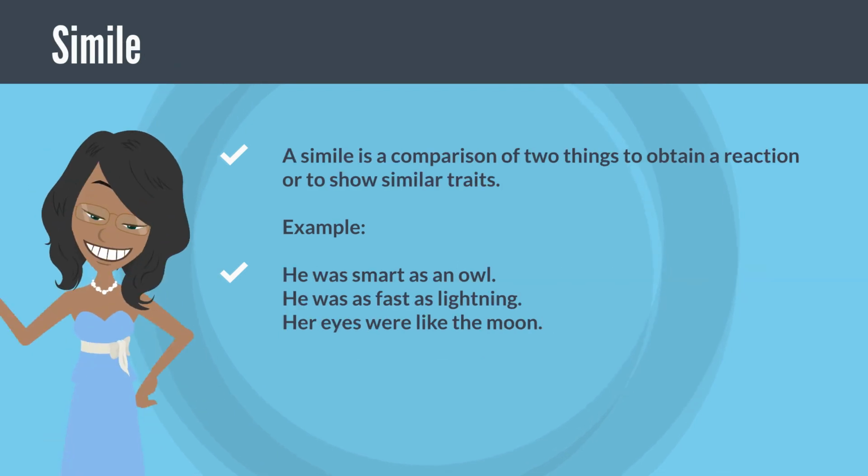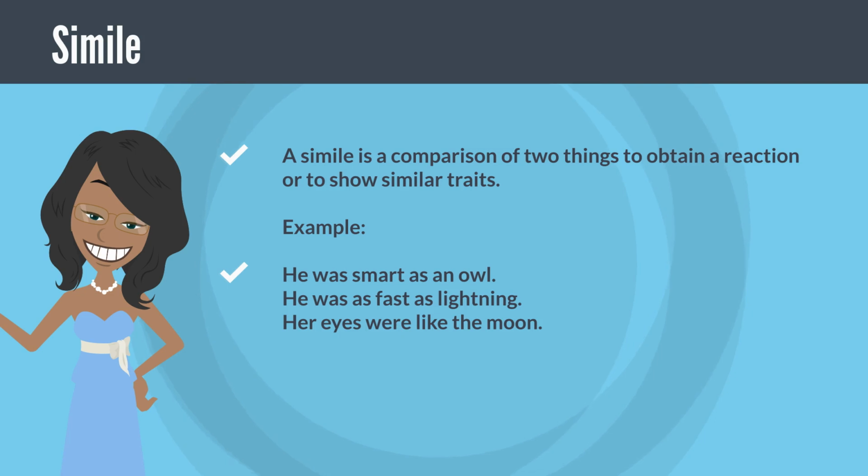Simile. A simile is a comparison of two things to obtain a reaction or to show similar traits. Example: he was smart as an owl. He was as fast as lightning. Her eyes were like the moon.